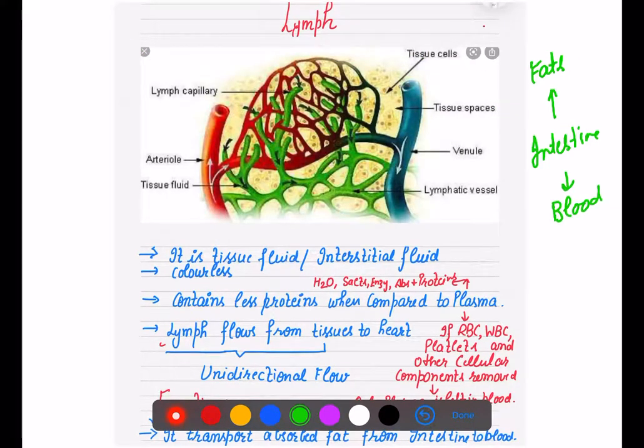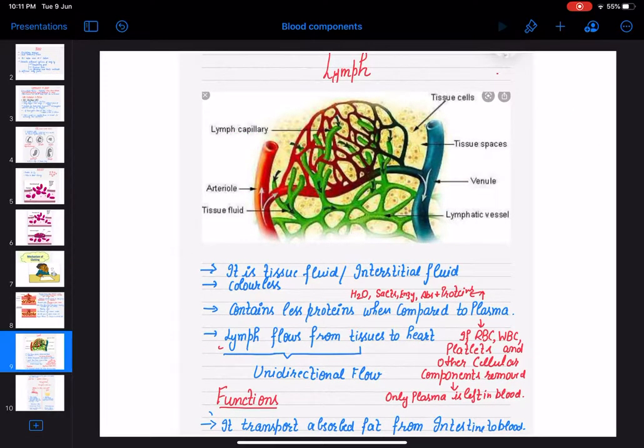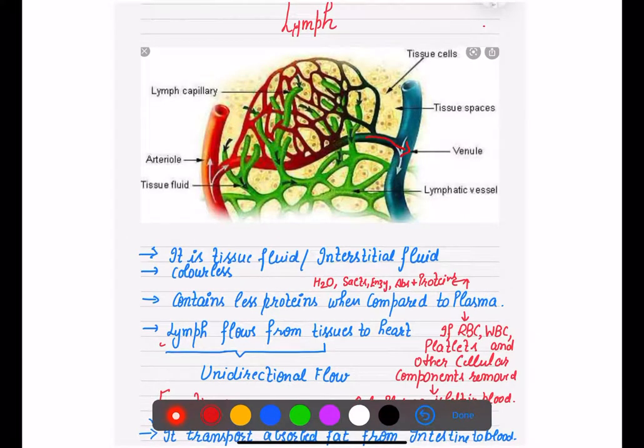Look at this diagram. This is the lymph capillary. These are the lymph capillaries, the green ones, and this is the arteriole. Then it goes between these lymphatic capillaries, between the tissue fluid, and these are the tissue cells. So it goes deeper into the tissue. There are various tissue spaces, and finally they come together to reach the veins or venules, and then together they form the lymphatic vessels.